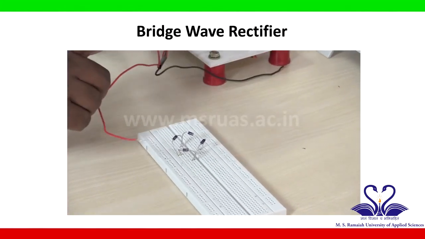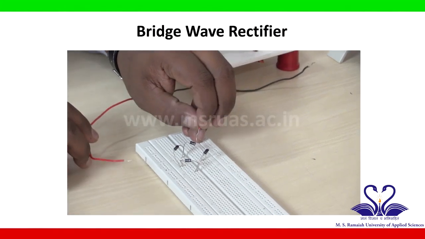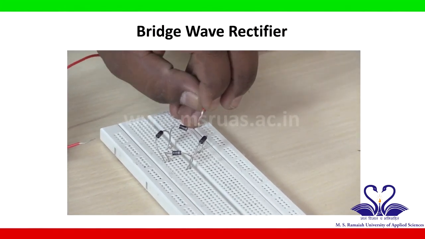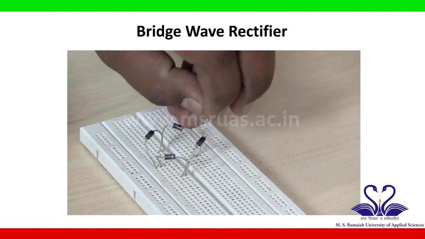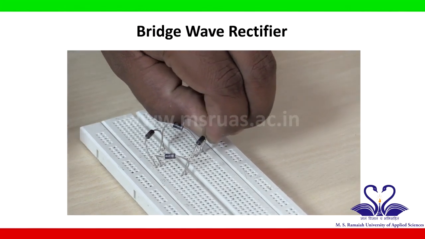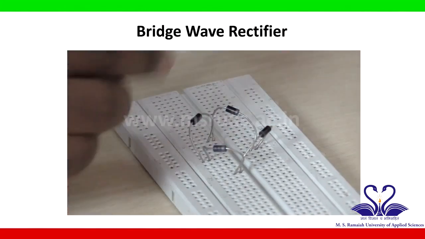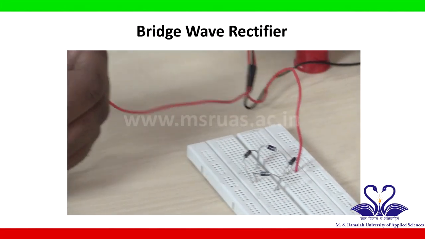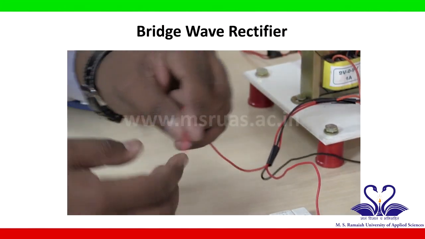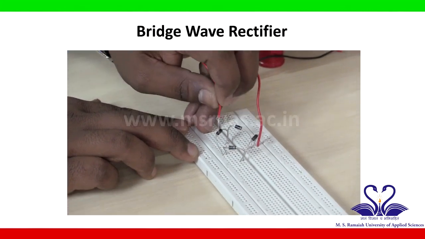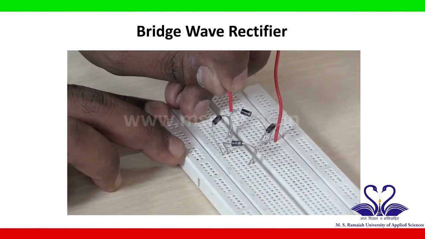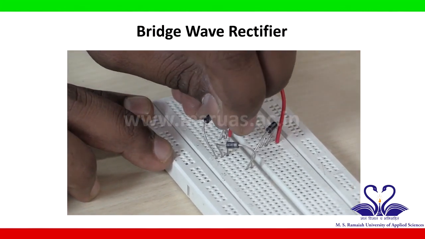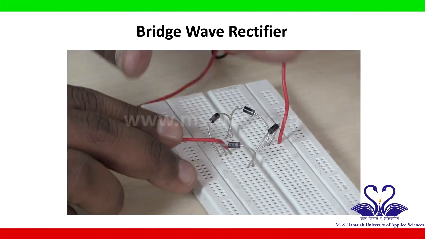One secondary terminal is connected to the point which is the P and N connection of diode 1 and diode 2. So, I will connect here on the breadboard, and another terminal of the secondary of the transformer is connected to the P and N shorted end of diode 3 and diode 4, which I connected here like this.